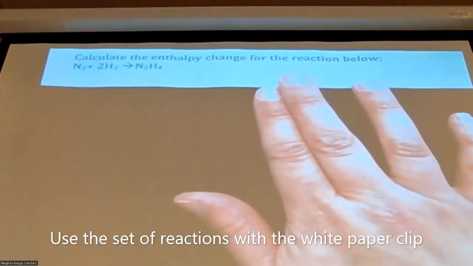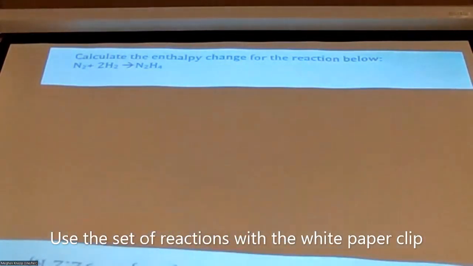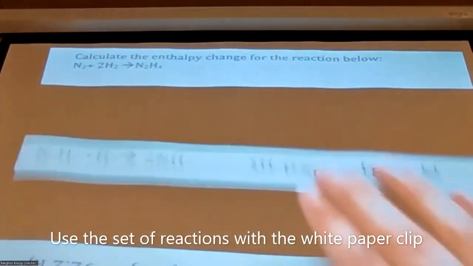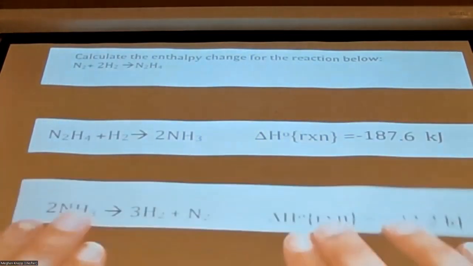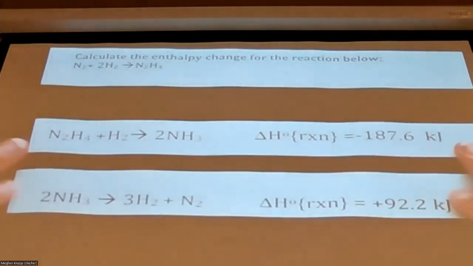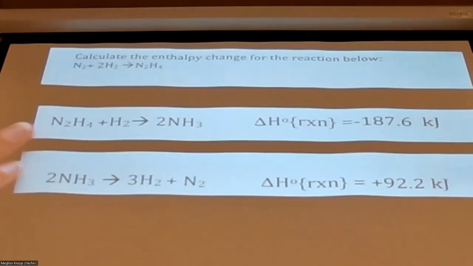First thing you want to do is find the one that says calculate the energy change. This is our goal reaction. Okay. We're going to kind of put this at the top so we know what we're aiming for. The other two slips of paper are the reactions that we know enthalpy for. And they have enthalpies on them.